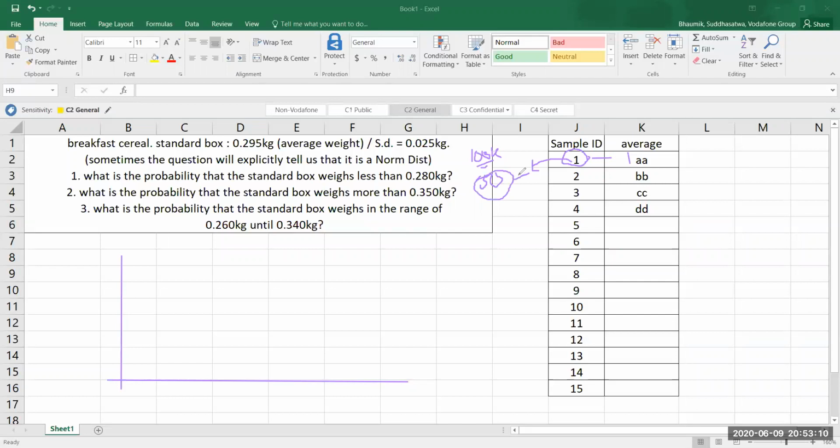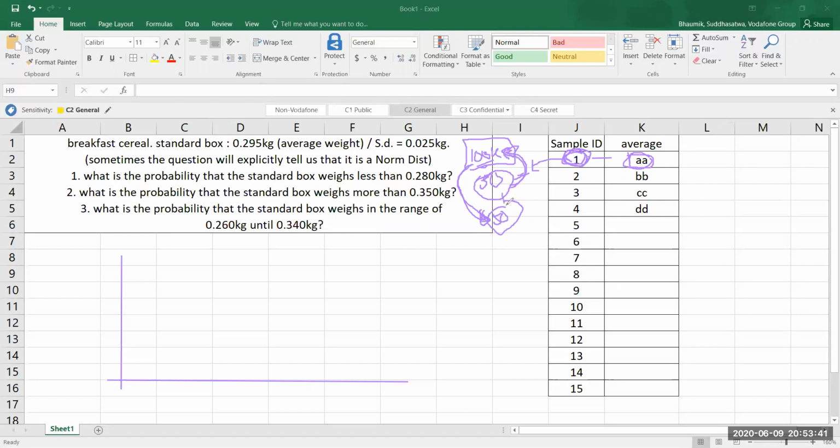I have marked that experiment as sample ID 1 or experiment ID 1. The average comes out to be AA. Then I put these 50 samples back into the population. Again, I shuffled the population and took another 50 samples. Did you get my point? I took out 50 boxes from a big factory floor, marked that as sample ID 1, took the mean, then put that back. Again, I'm going to take 50 random samples.